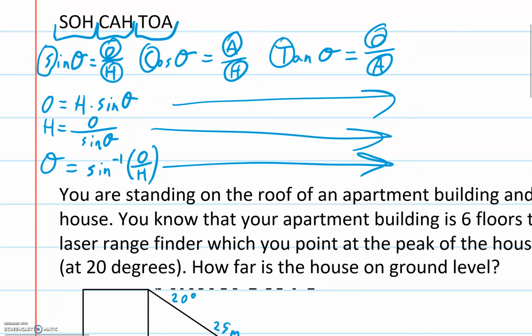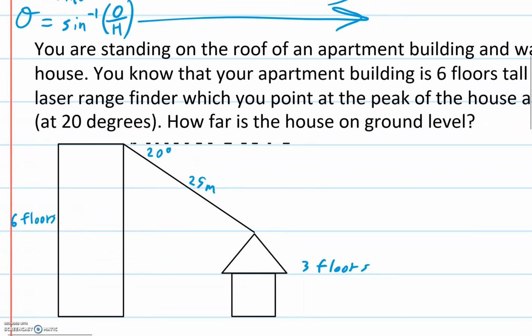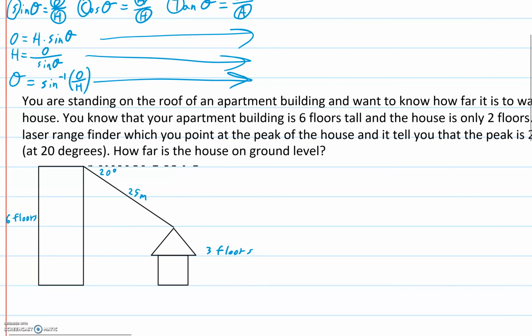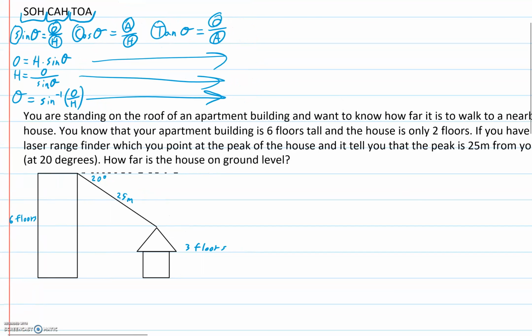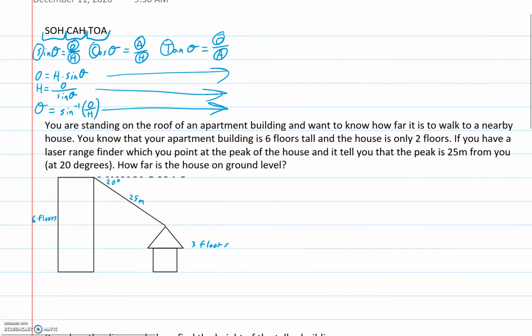Okay, so let's begin by looking at a question here. There's lots of text here, so let's read that out and then we'll try it out. You're standing on the roof of an apartment building and want to know how far it is to walk to a nearby house. You know that your apartment building is 6 floors tall and the house is only 2 floors. If you have a laser rangefinder, which you point at the peak of the house, and it tells you that the peak is 25 meters from you at 20 degrees, how far is the house on ground level?